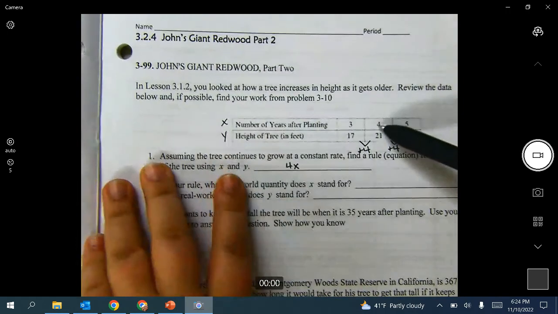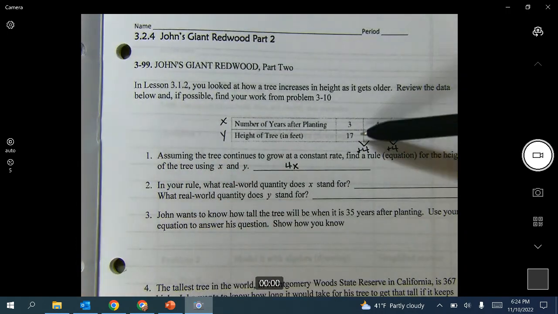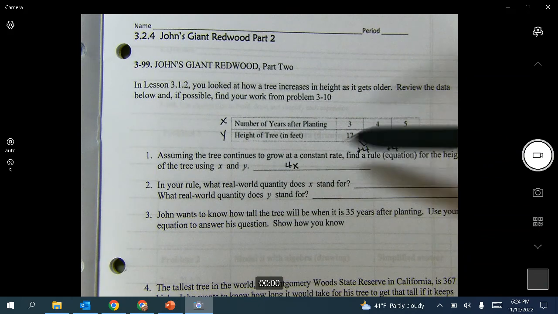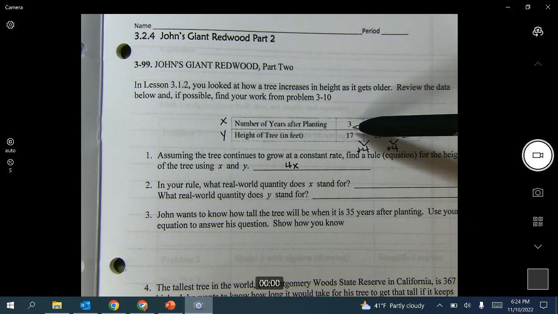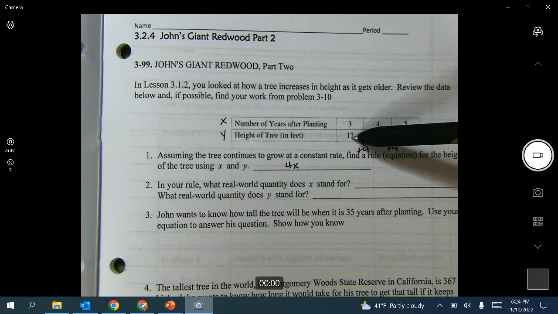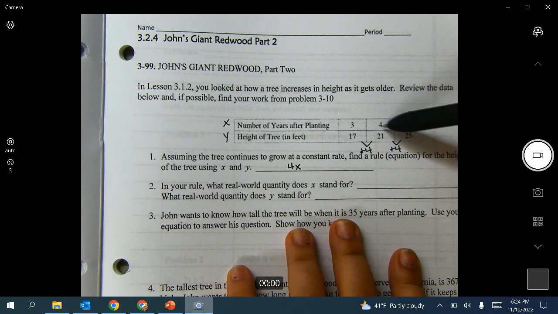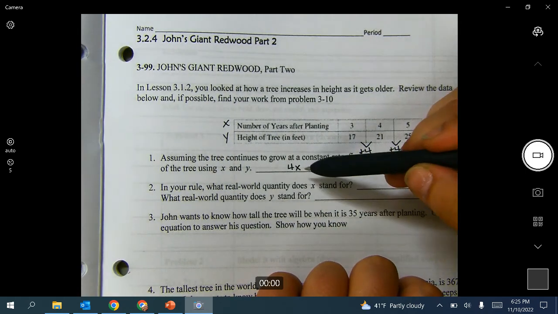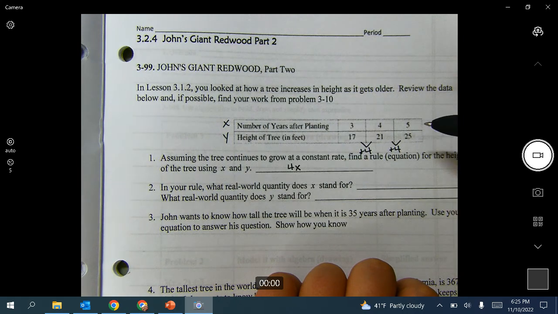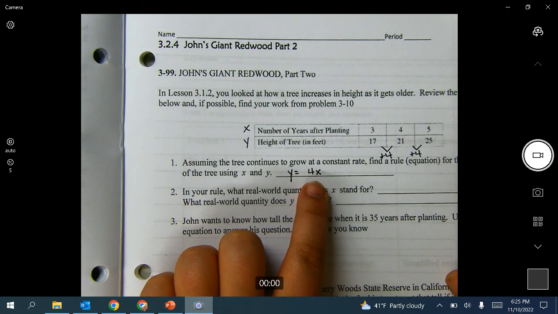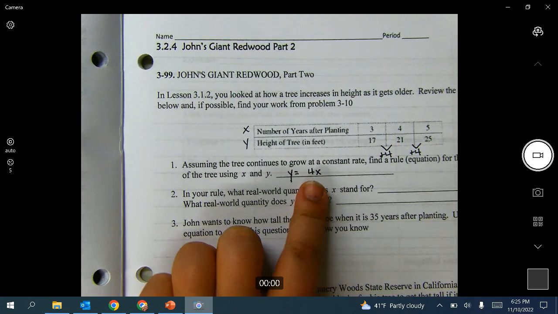So I know that this number is being multiplied by 4, but let's see what else I need to do to be able to get to my y. So I have 3 for the years after planting. If I multiply 3 times 4, I know that that's 12. But then I have to get from 12 to 17. I know that that's plus 5, but let's see if the same thing is true over here. So if I do 4 times 4, I know that that's 16, and then plus 5 gets me up to 21. So I know that to find y, I need to multiply my number of years times 4 and then add 5.